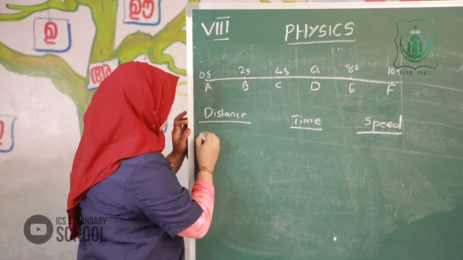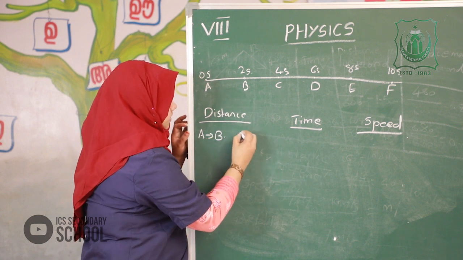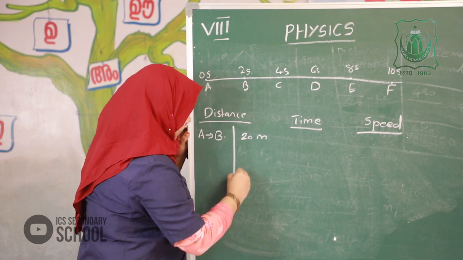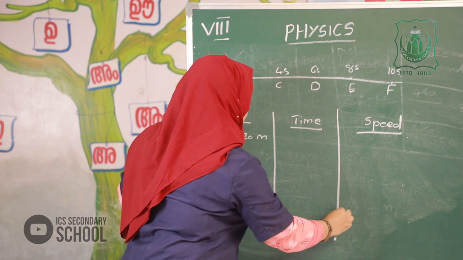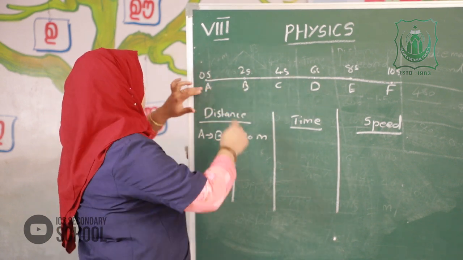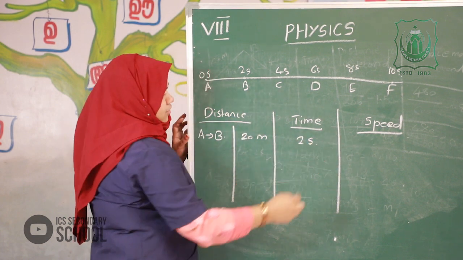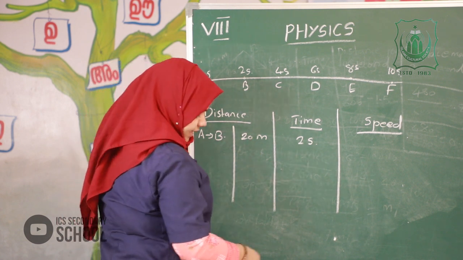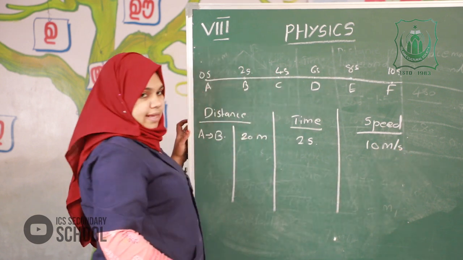So, what is the distance from A to B? From A to B the given distance is 20 meter. From A to B, what is the time? 0 to 2 seconds, so the time is 2 seconds. How to find out speed? Distance divided by time, 20 divided by 2. We will get 10. The unit is meter per second.